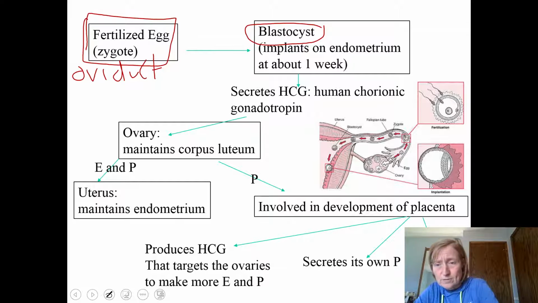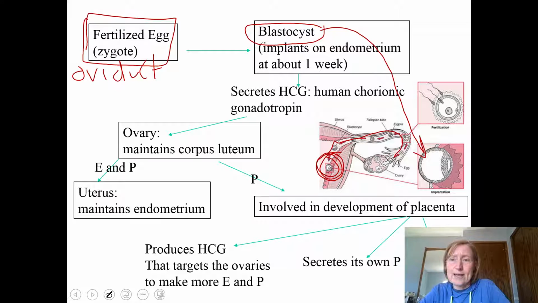And so here's a picture of the same thing happening that we just saw on the last slide. And here we are. This is my hollow ball of cells, my blastocyst, and it's implanting itself into the endometrium. Now, what happens at about this time is the little embryo starts to make its own hormone. It starts secreting something called HCG, human chorionic gonadotropin. So it's making its own hormone early on.